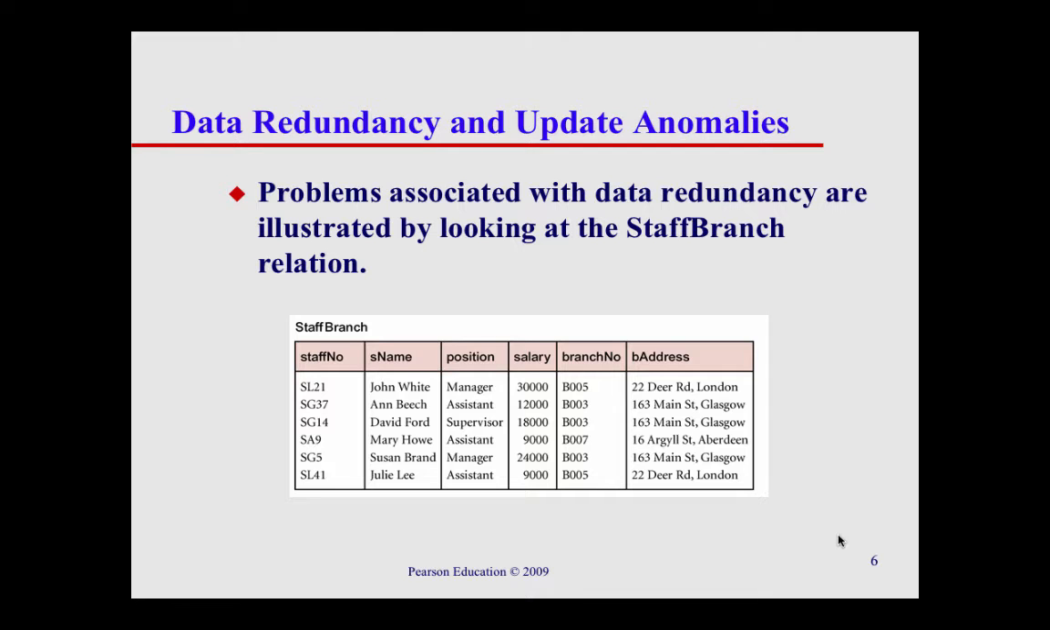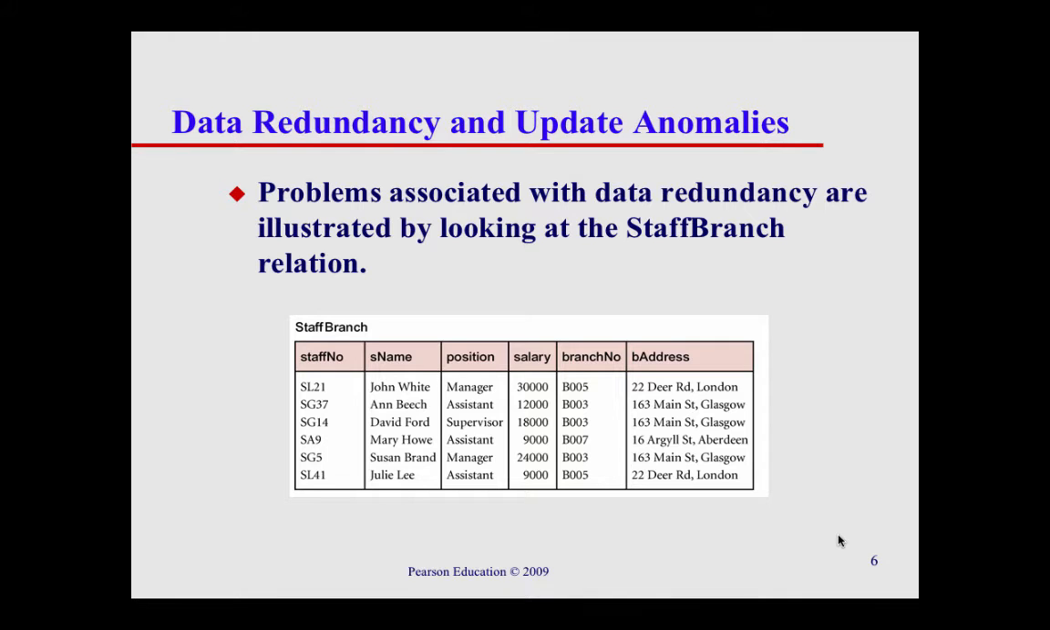Let's say that we move down the street to 105 Main Street, Glasgow. Then we need to remember to update all B address entries that are equal to 163 Main Street, Glasgow. And if we forget one of them, then we'll have inconsistency in our database. So we call that an update anomaly, because in updating the branch address, it's possible that we end up with some inconsistent data. But there are some other problems.